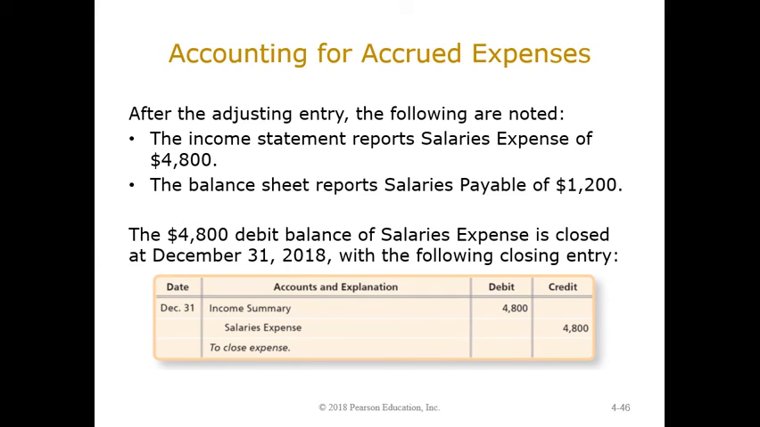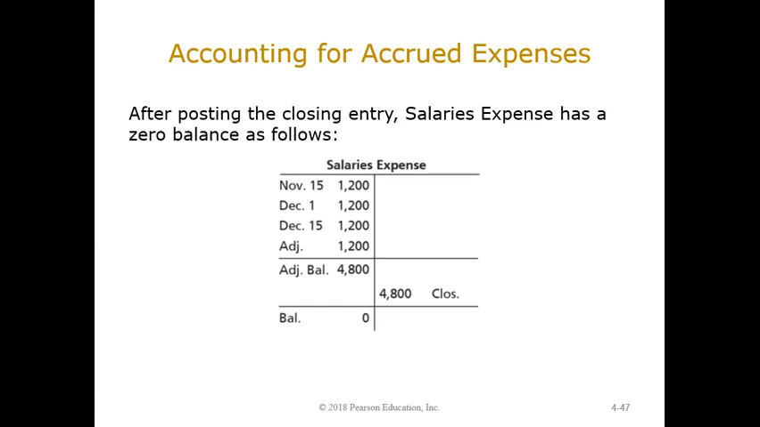So after the adjusting entry, the following are noted. The income statement reports salaries expense of $4,800. The balance sheet reports salaries payable of $1,200. The $4,800 debit balance of salaries expense is closed on December 31st of 2018, and this is the closing entry. So we see income summary is debited for $4,800 and salaries expense is credited for $4,800. After posting, we see that salaries expense has a zero balance.